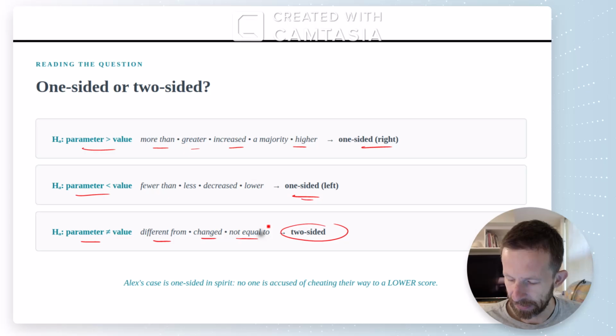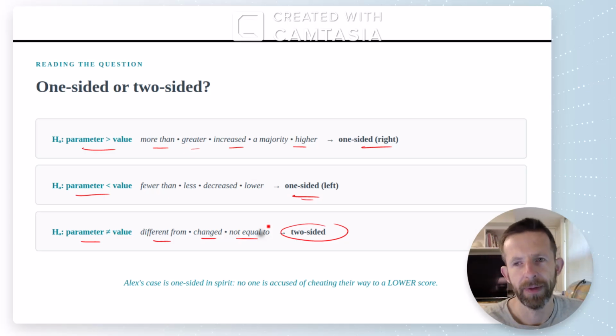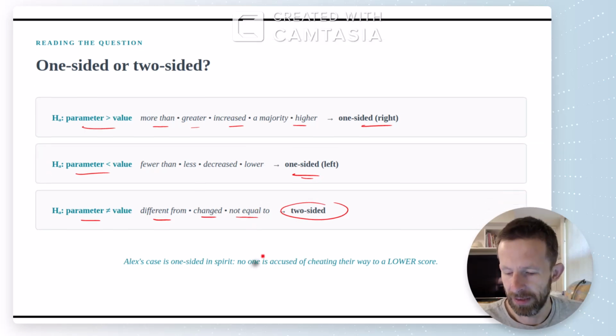So Alex's case is one-sided in spirit. No one is accused of cheating their way to a lower score. So the idea is that he scored higher than his average.